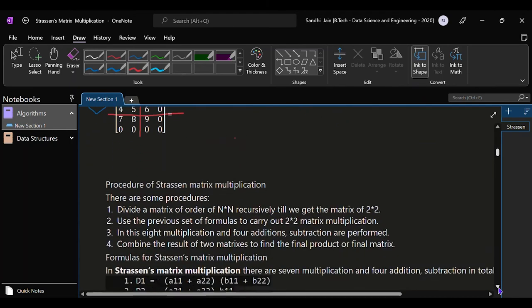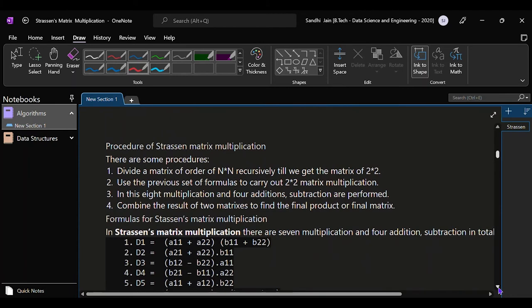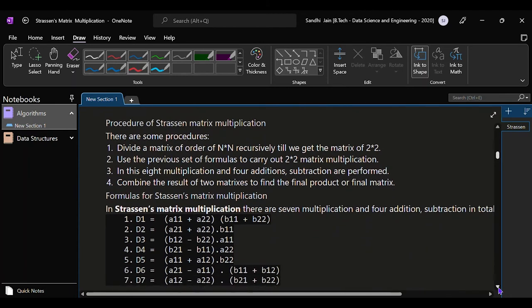So this is the procedure of Strassen's matrix multiplication. There are some procedures. Now what are the procedures? The first procedure is dividing the matrix of n cross n recursively till we get the matrix of 2 cross 2. Use the previous set of formulas to calculate 2 cross 2 matrix multiplication.